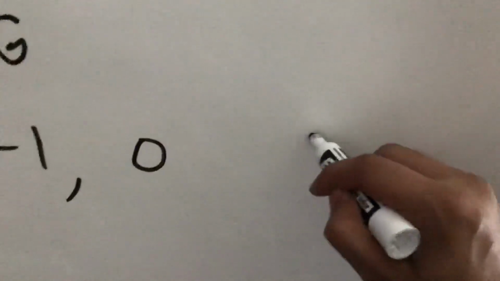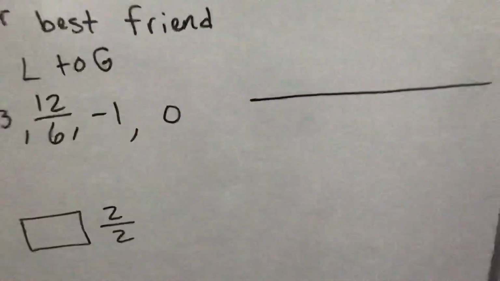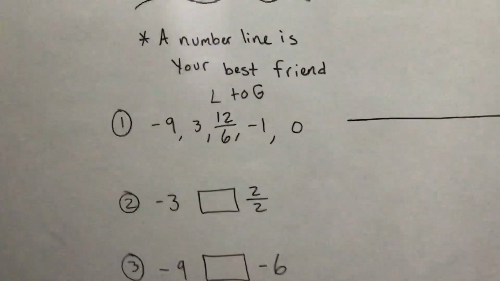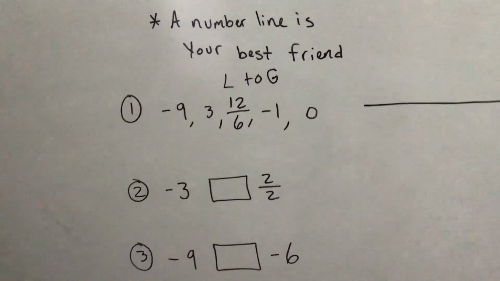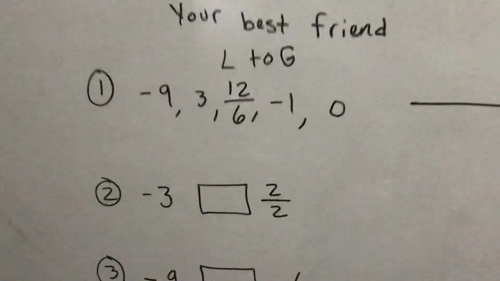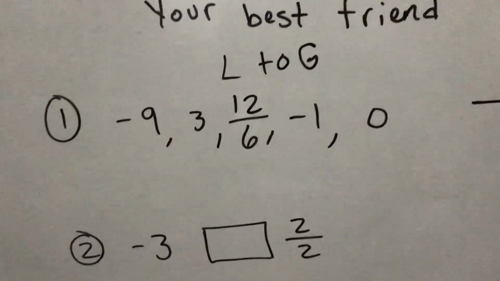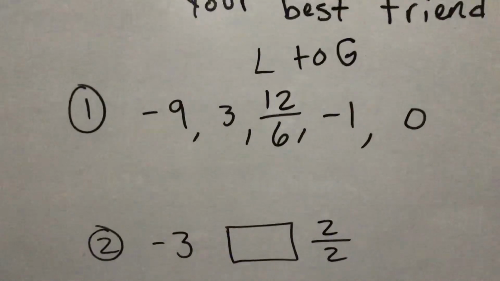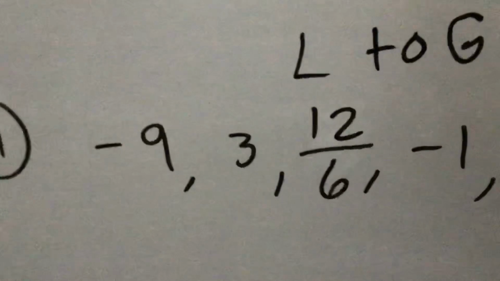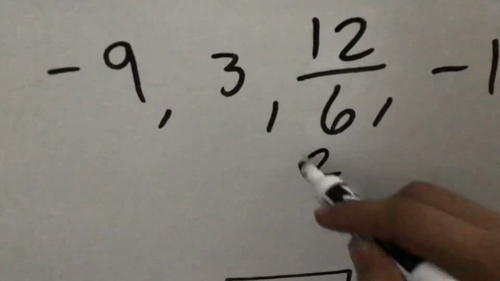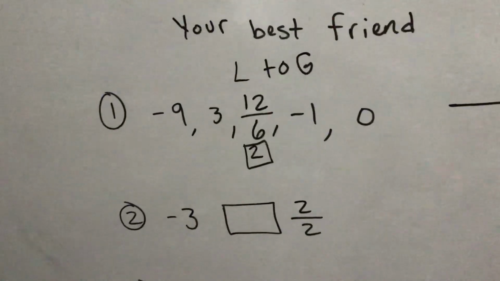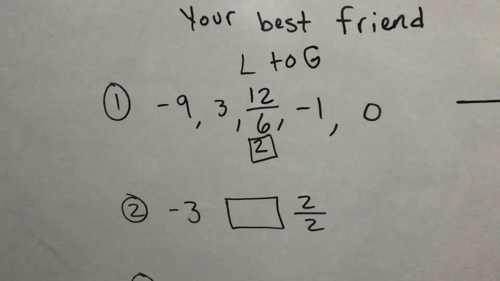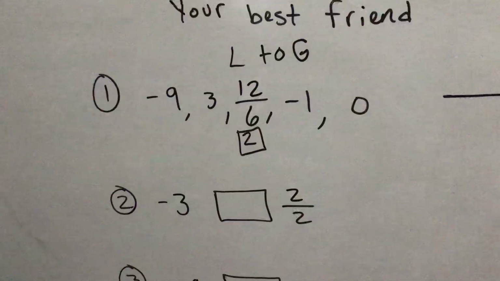The first thing I'm going to do is just draw a number line. Now, notice that they're giving you a fraction there, so make sure you solve the fraction before you start placing it on a number line. 12 divided by 6 gives you 2. So we have -9, 3, 2, -1, and 0.